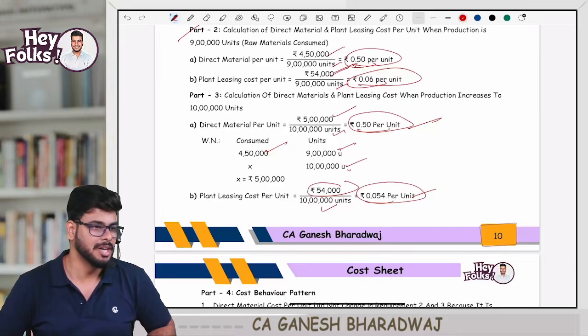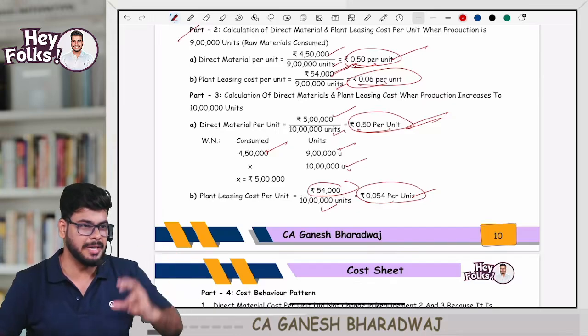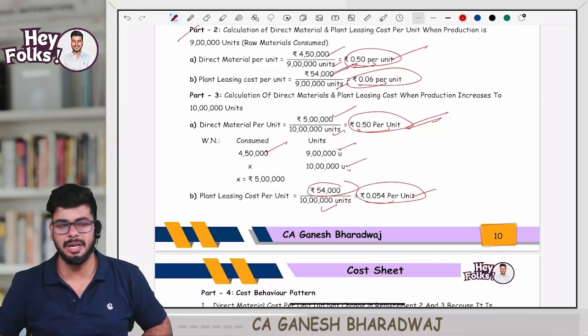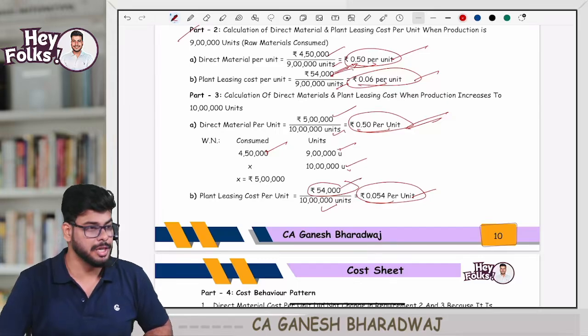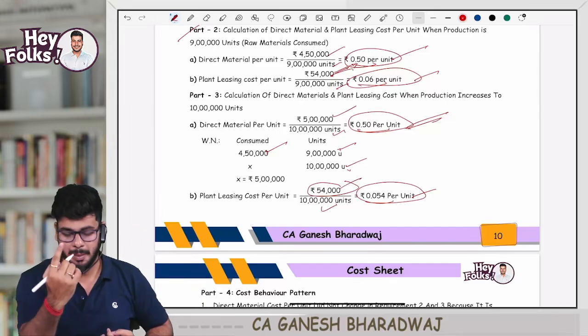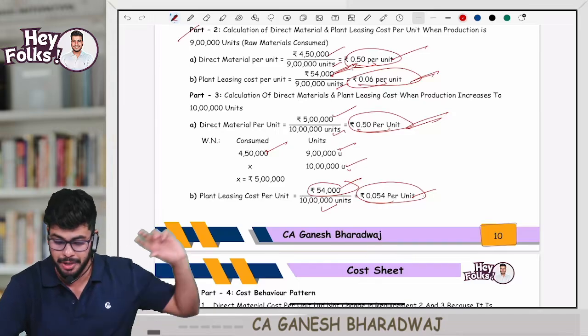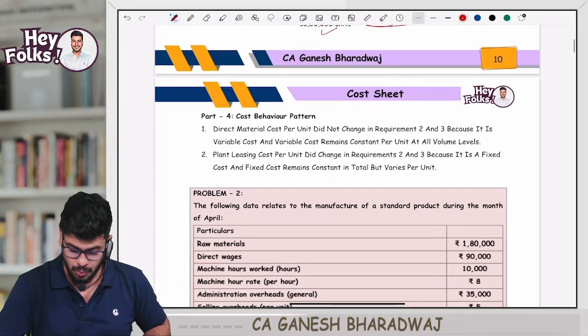Clear with this, guys? In other words, you can see that this being a variable component, material remains constant on a per unit level. Now the fixed cost remains constant in total, and the same amount of fixed cost is being shared by more units, hence the per unit cost actually drops from 0.06 to 0.054. Are you all clear with this? This is what they have explained here.